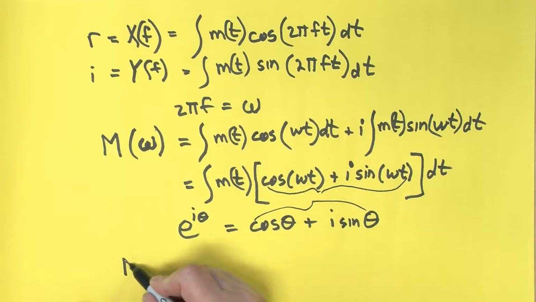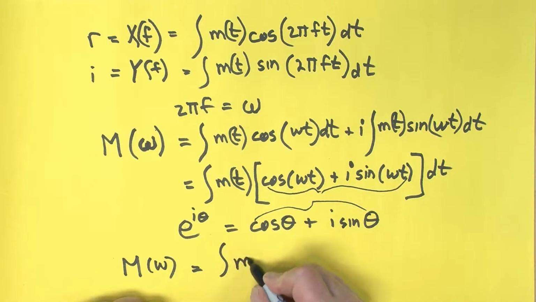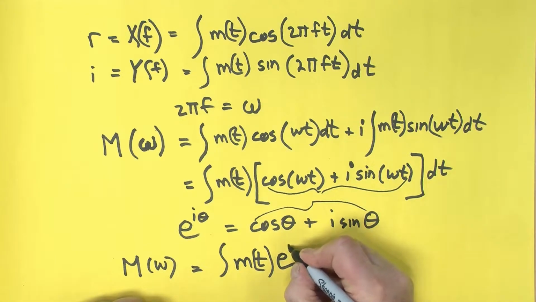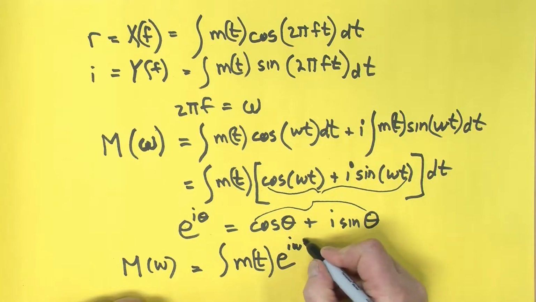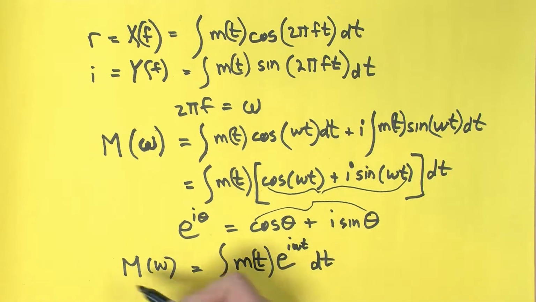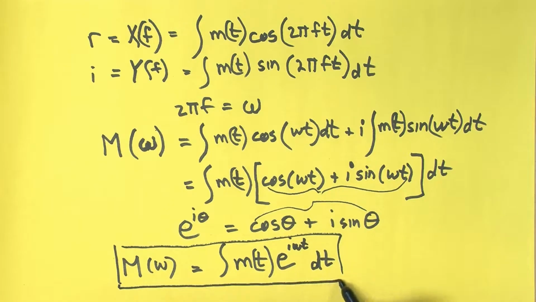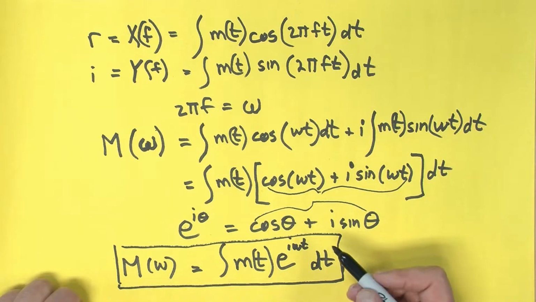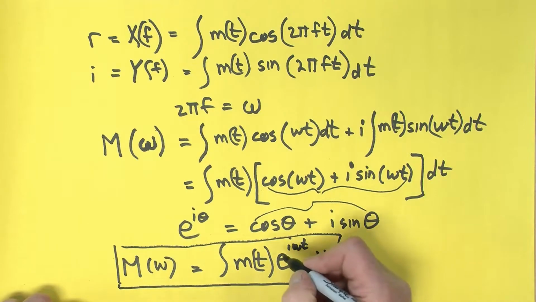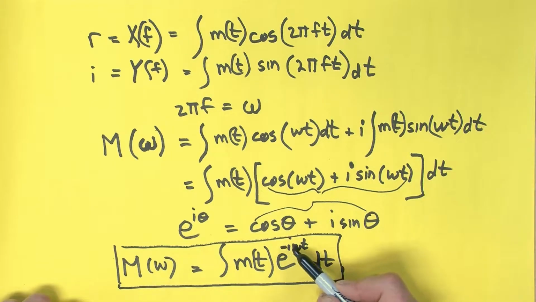And we'll just state the equation one more time. M of omega equals the integral of m of t e to the i omega t dt. And this is basically your standard Fourier transform equation. Well, it's actually not quite. What is used in the standard equation is, in fact, we put a minus sign over here. It's really more of a convention than anything else.